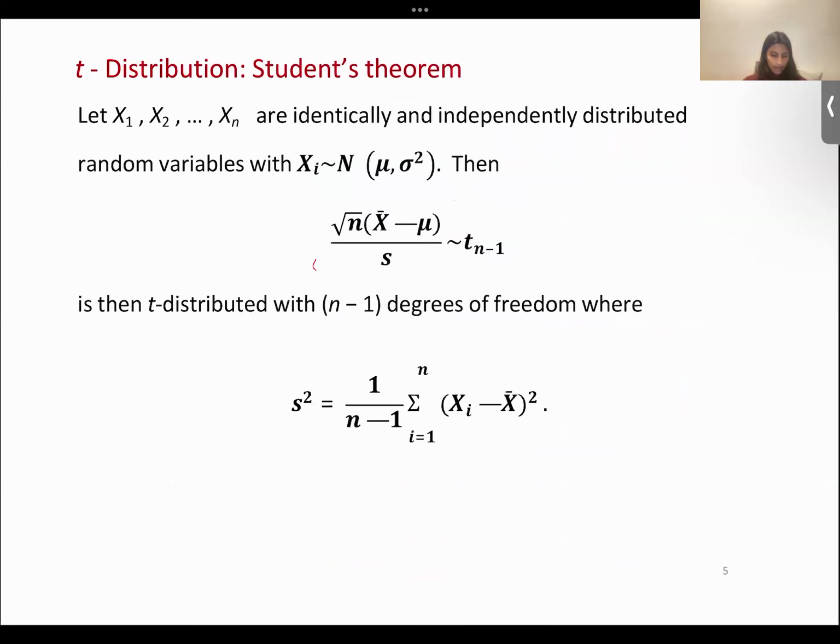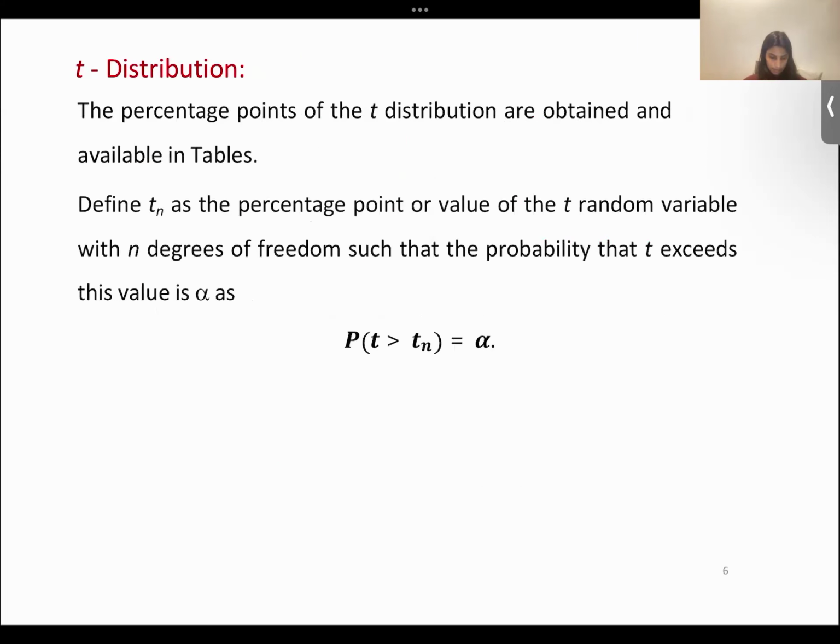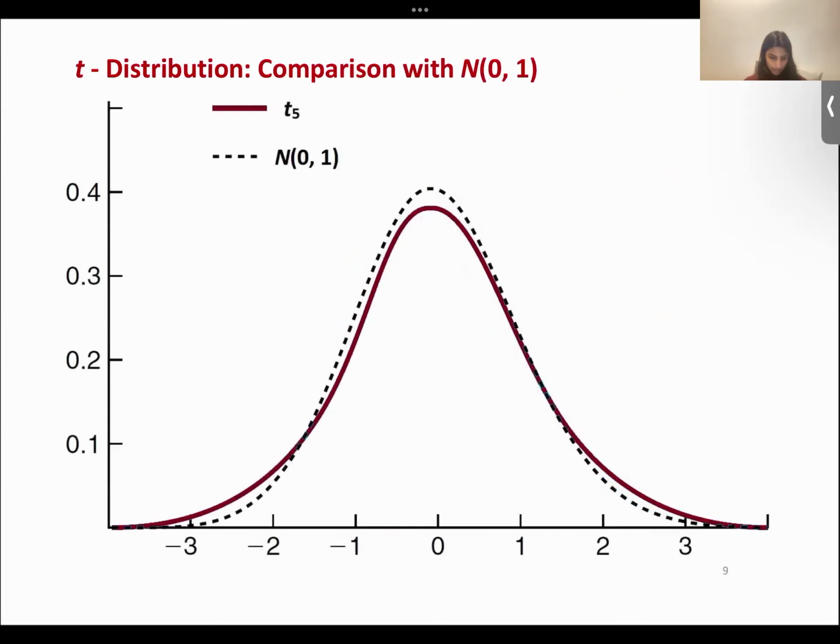So the sample mean X bar minus the population mean, divided by s, the sample standard deviation, follows a t-distribution with n minus 1 degrees of freedom. These are some properties that we just saw.